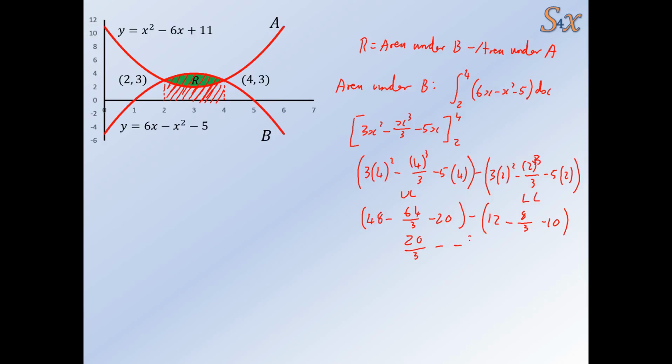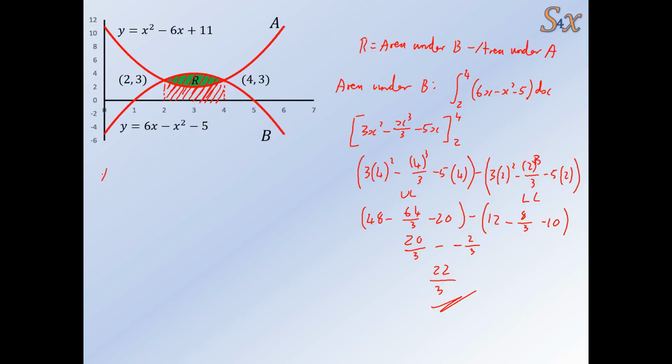Okay, so minus 2/3 here. 2 minuses make a positive, so I get 22 over 3 for this area. Okay, it's about 7 or 7 1/3. Okay, that gives me the area underneath B.